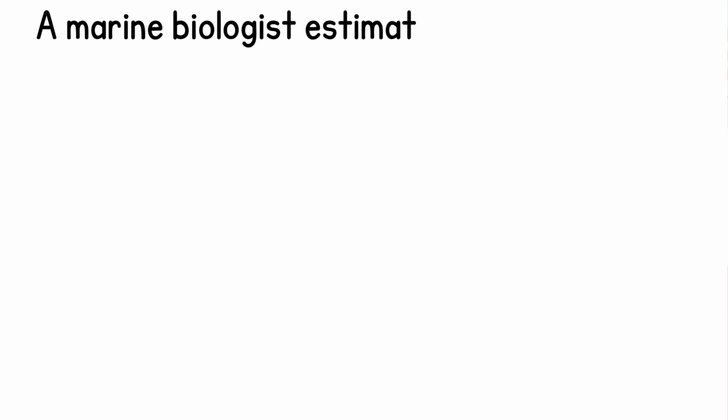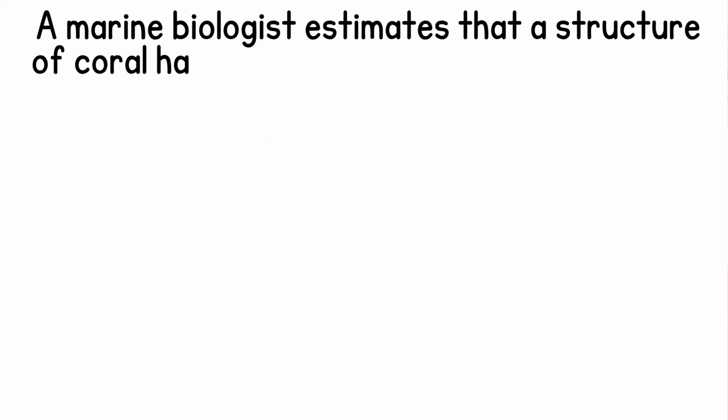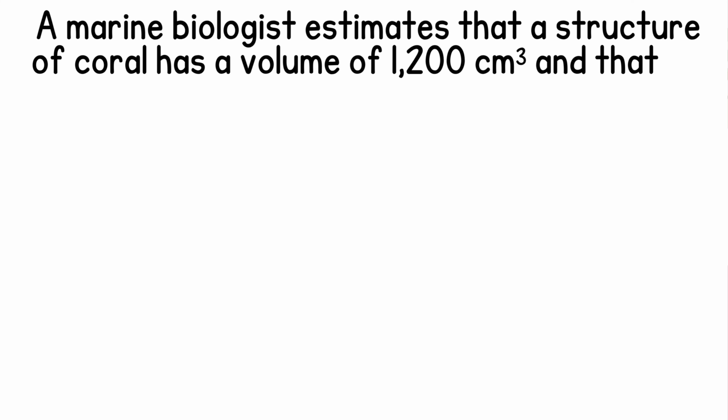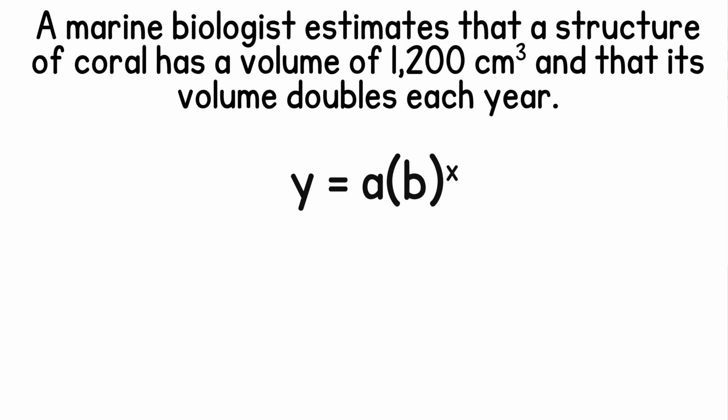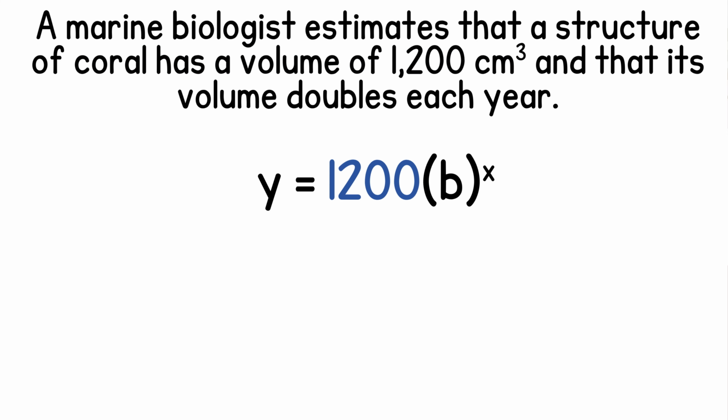Here's another one. A marine biologist estimates that a structure of coral has a volume of 1,200 centimeters cubed and that its volume doubles each year. Let's start by making an exponential function from this situation. We know that the volume started at 1,200 centimeters cubed, so a will be replaced with 1,200. We know that its volume is doubling every year, so b will be replaced with 2.